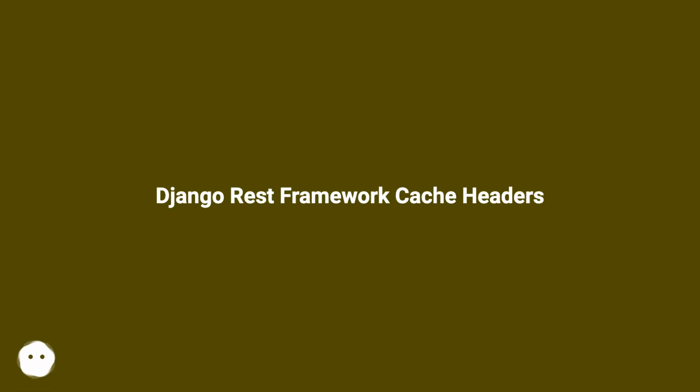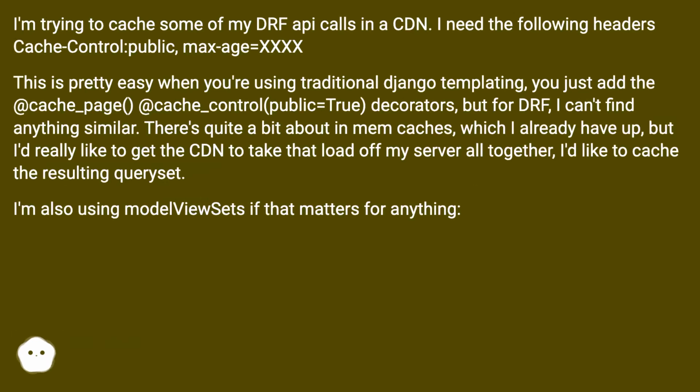Django-rest-framework cache headers. I'm trying to cache some of my DRF API calls in a CDN. I need the following headers: Cache-Control: public, max-age=XXXX.